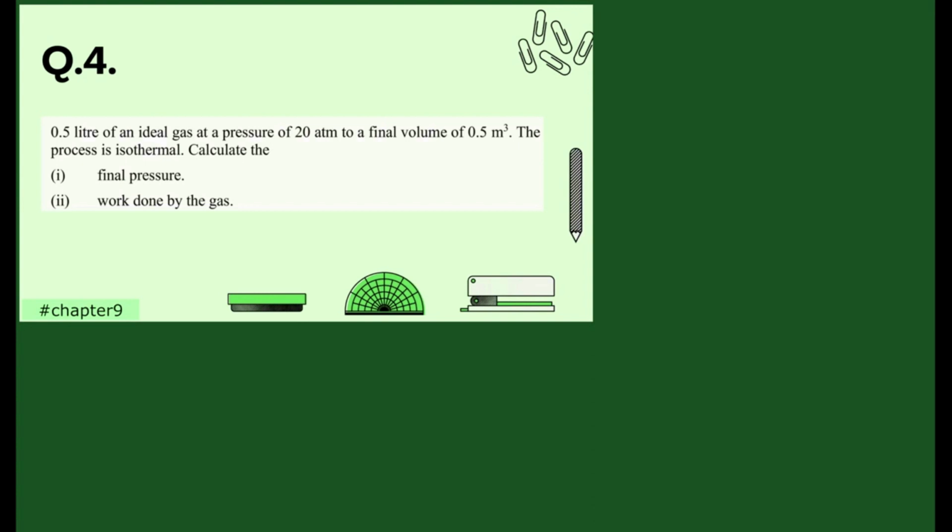Question of the week. Okay, our last chapter of the semester. So the question is, we have 0.5 liter of an ideal gas at pressure of 20 atm. Okay, so we have volume, pressure, to a final volume of 0.5 meter cube. So basically, we have changes in volume here, volume number 1 to volume number 2.